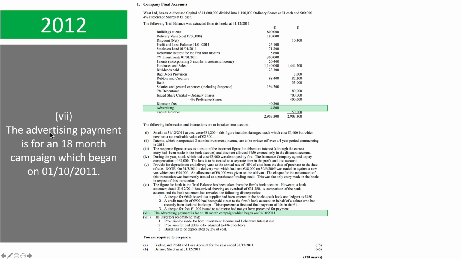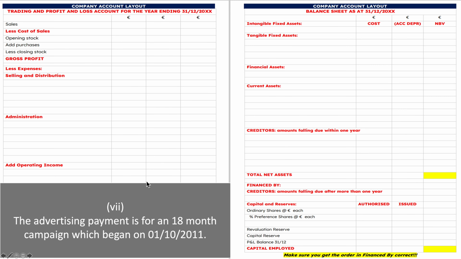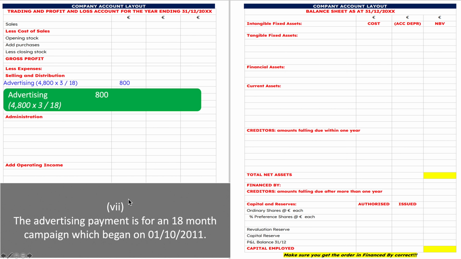Now, in 2012, note 7, the advertising payment is for an 18-month campaign which began on the 1st of the 10th, 2011. So we have advertising here, 4,800. So it happened for the 10th month, 11th month, 12th month. So 3 months there. So we have to split it up then into advertising for the year, which will go in selling and distribution, and then we'll have some advertising prepaid at the end of the year because we're doing this for 2011. So we've got 3 months into the TPL for 2011.